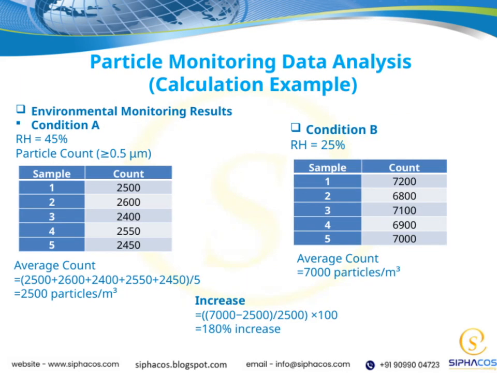Let's look at how particle counts changed between two conditions. Under condition A, with 45% relative humidity, the average particle count was 7,000 per cubic meter. In condition B, at 25% humidity, the average dropped to 2,500 particles per cubic meter. That's a significant difference, an increase of 180% when humidity rises from 25 to 45%. These numbers come from multiple samples, showing consistent results across the board. This example helps us understand how environmental factors impact particle levels.